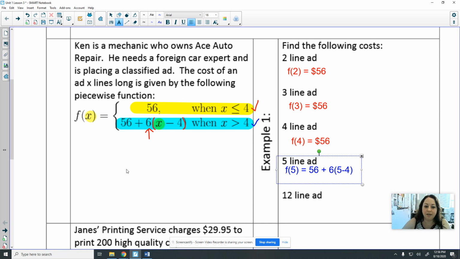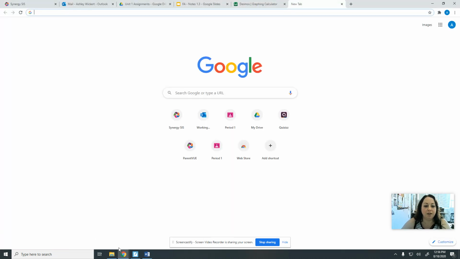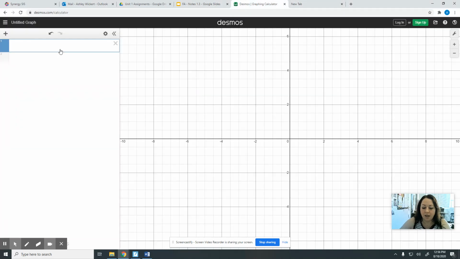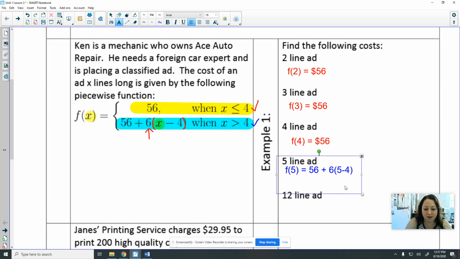You can either work this out by hand, or I would actually recommend going to Desmos. I'm going to type that in, 56 plus 6, and in parentheses, 5 minus 4. It does all the math for us, so we don't have to do that. It is $62 for a 5-line ad. So I'm going to write this out, that f of 5 is equal to 62. I'm not real picky if you have the dollar sign in there or not, but to make it official, the cost is $62.